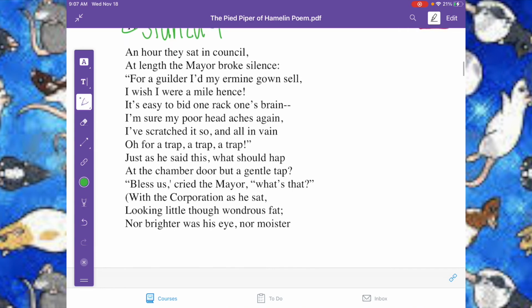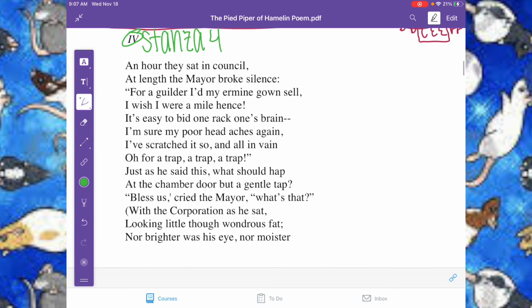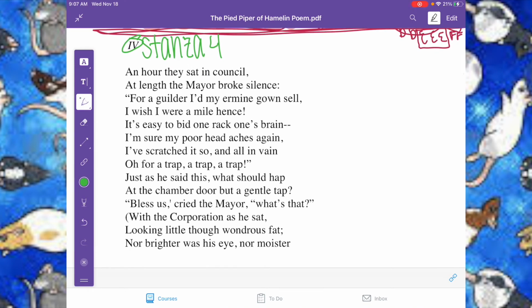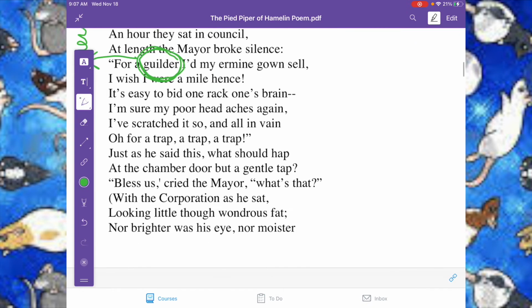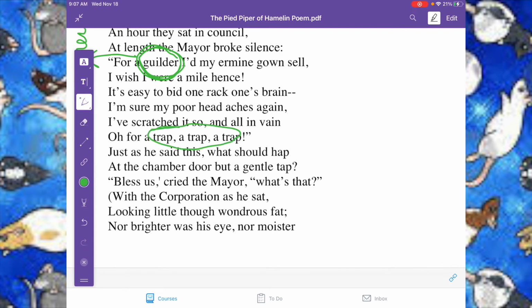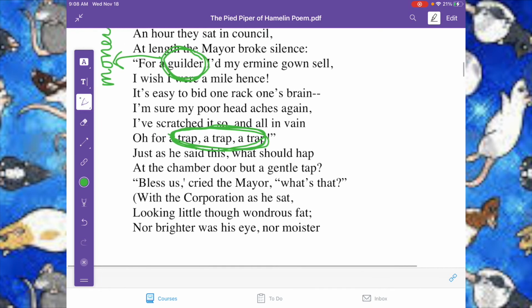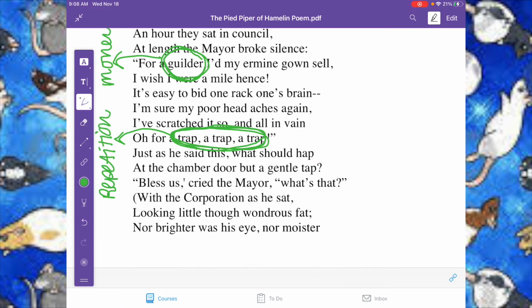Okay, there's a lot of difficult language here. So let's dissect what we do know. Right here, guilder, this is one of our vocabulary words. This is money pre the euro. And what else can we pull out just looking here? Here we have a poetic element. We have some repetition. This is emphasizing something that he wants.